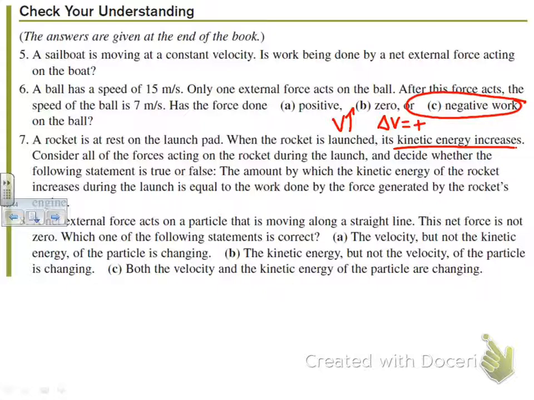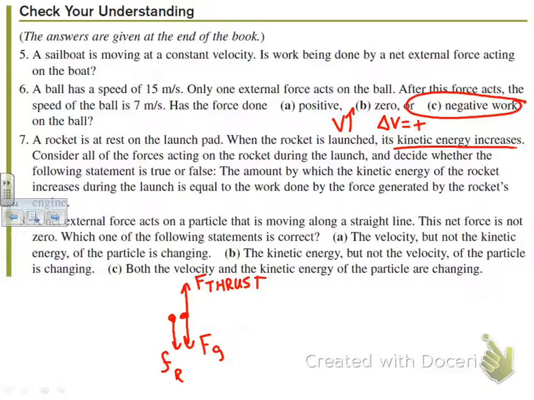Consider the following forces acting on the rocket during the launch and decide whether the following statement is true or false. So if we think about a rocket, if we look at all the forces, there's the force of gravity acting down on the rocket. There's the engine or the thrust pushing up. And if we want to get really accurate, there's probably some kind of friction or resistance, air resistance, pushing it back, trying to slow it down.